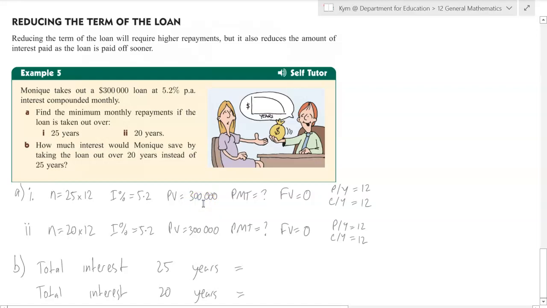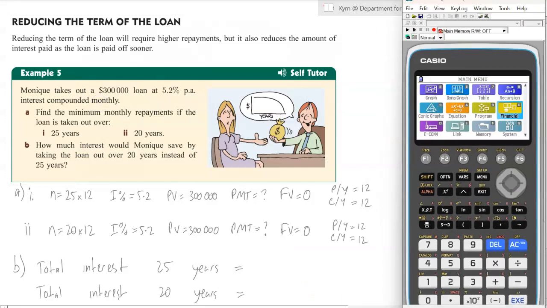The present value, the amount you borrow, or the principal, is $300,000. And when you're putting it in the graphics calculator and you're borrowing an amount, it's a positive amount. PMT is the repayment per term, so that's what we're asking it to work out. We set the future value as 0 because we want to pay off that loan completely. PY is 12 because we're asked to work out the monthly repayment, so how many payments per year. And CY is also 12 because the interest is compounded monthly. So go ahead and put those values in the graphics calculator.